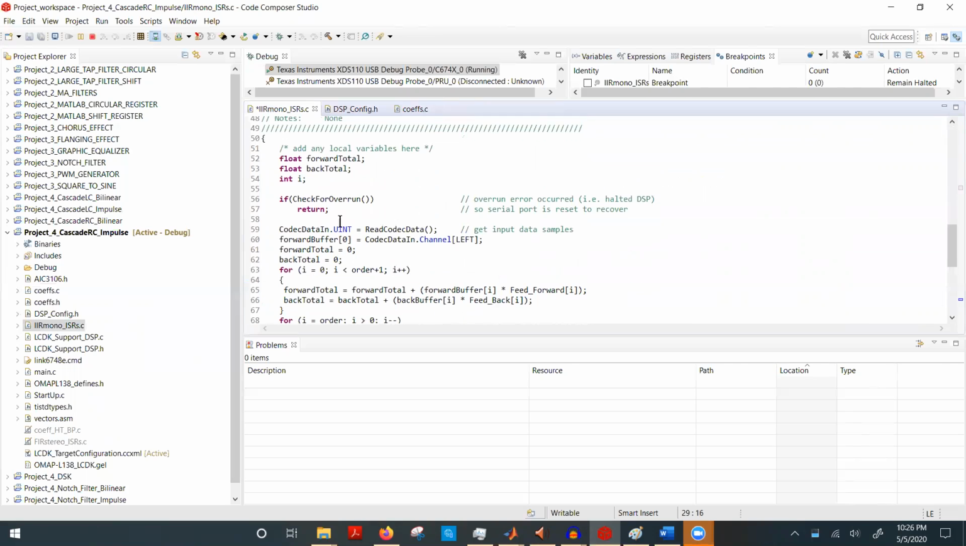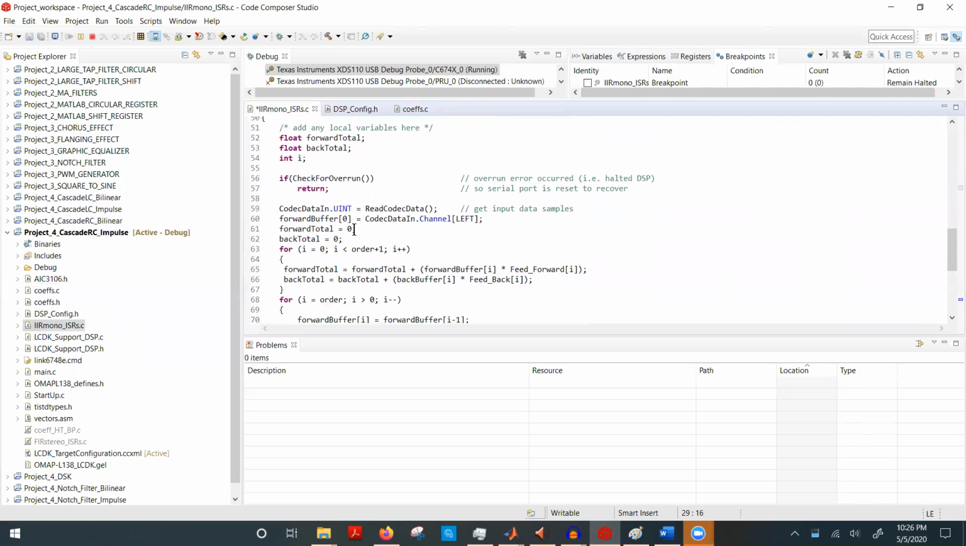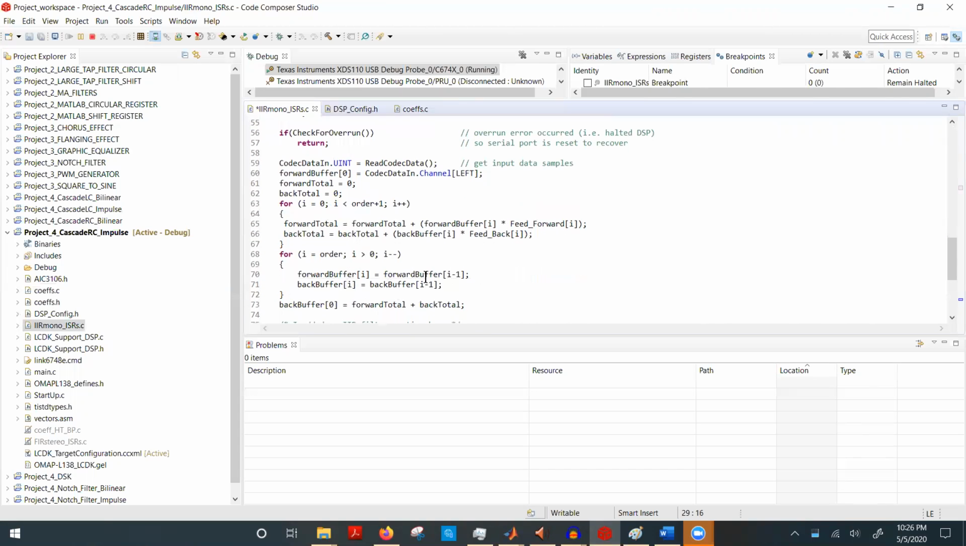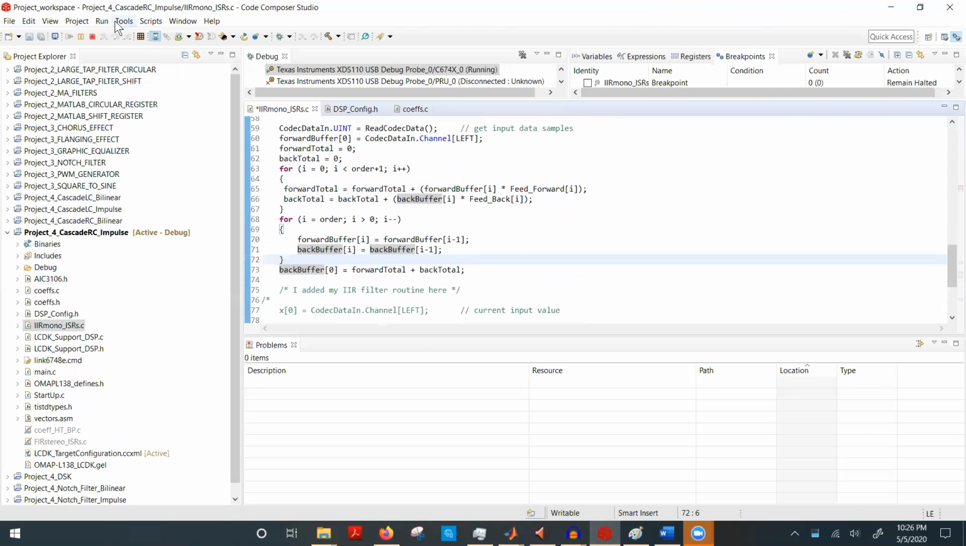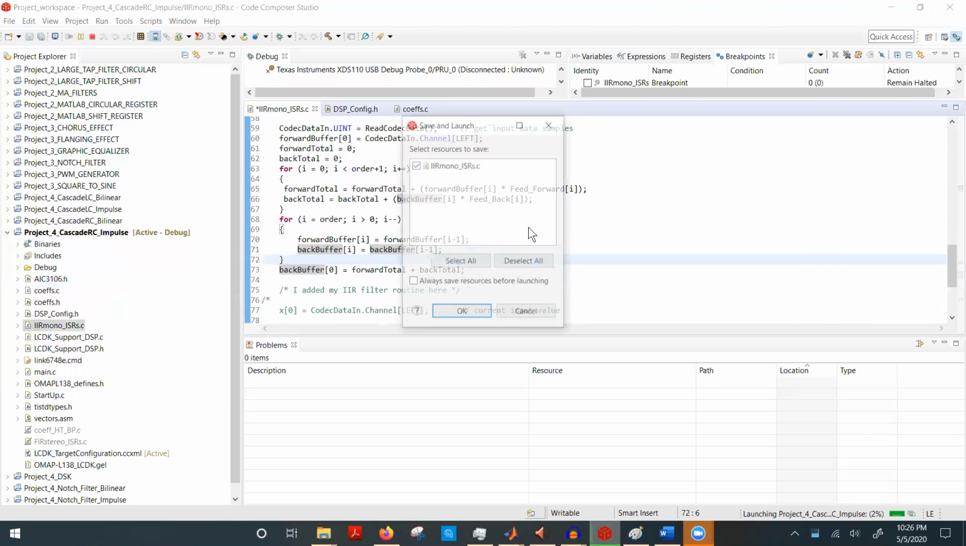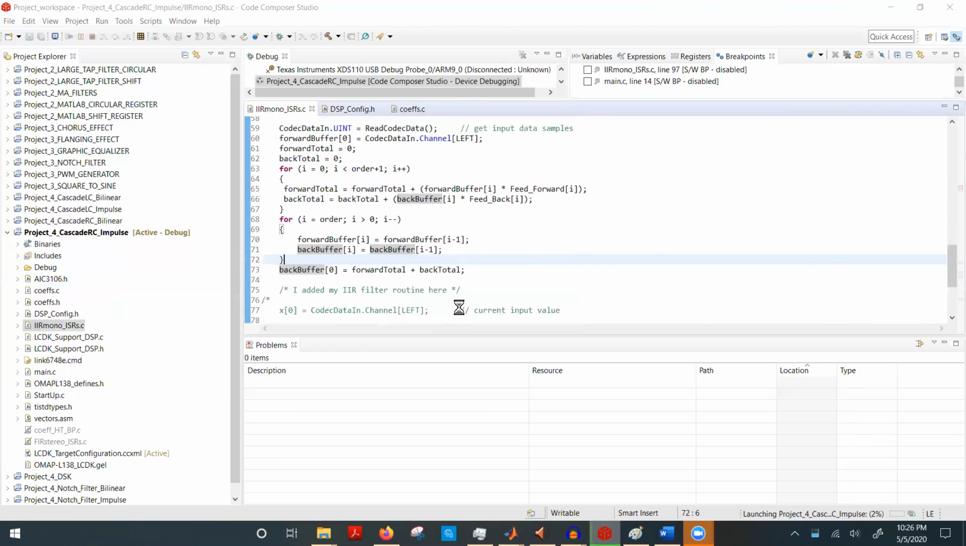This is still the same. I'm going to take the buffer and form the dot product, and I implement shift registers instead of circular buffers because I'm not terribly proficient with pointers and advanced concepts in C. So with this, we can run. All right, that's fine.